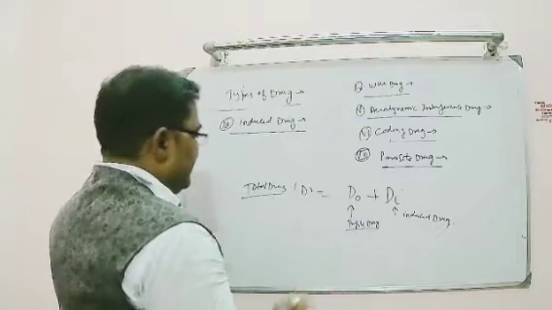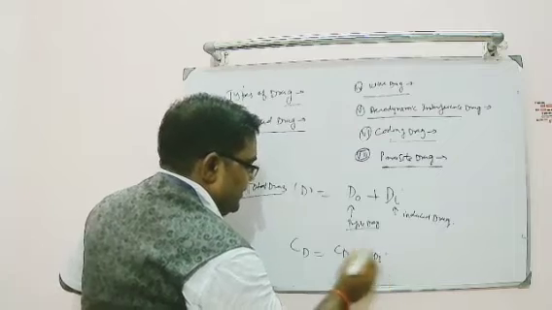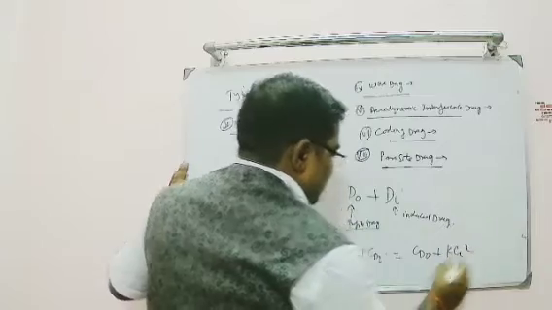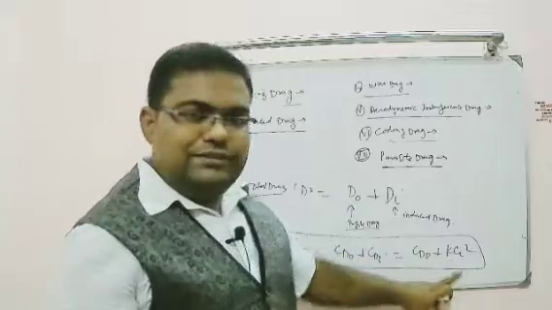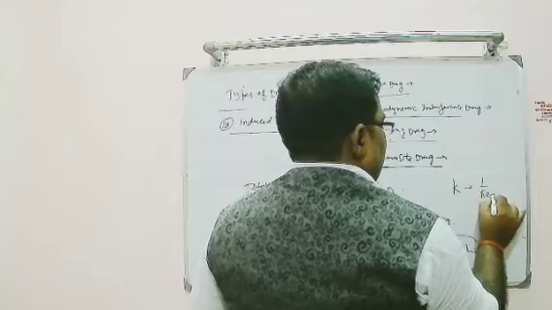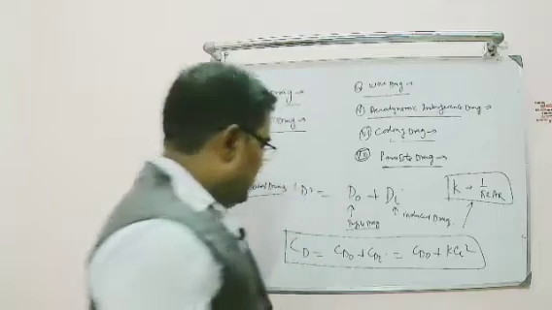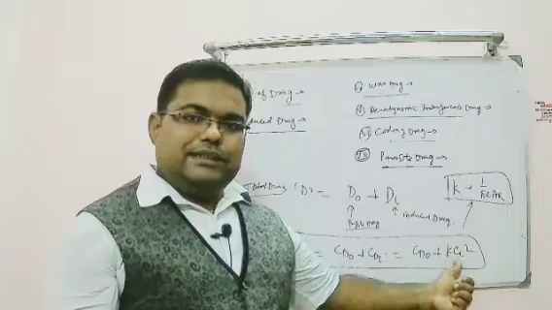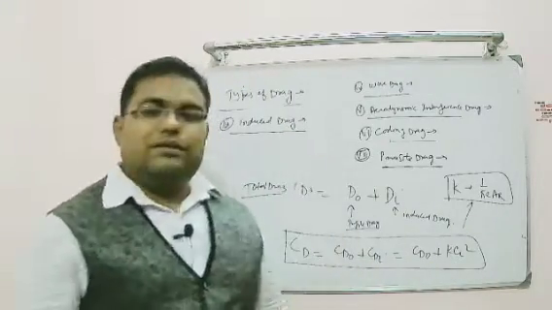If we write this in terms of the coefficient of drag, it can be written as CD = CD0 + CDi, or CD = CD0 + K CL squared, right? The induced drag is due to the lift, and K is a coefficient that is 1 upon pi e AR, where AR is the aspect ratio. So the coefficient of drag is the profile drag coefficient plus the induced drag coefficient. This is the total drag. Is that clear? Like that we do the calculation of total drag.